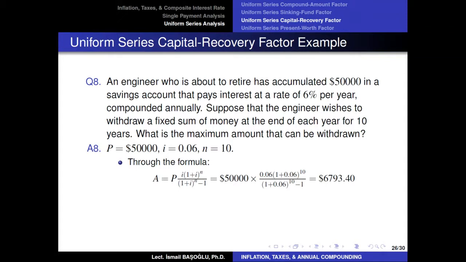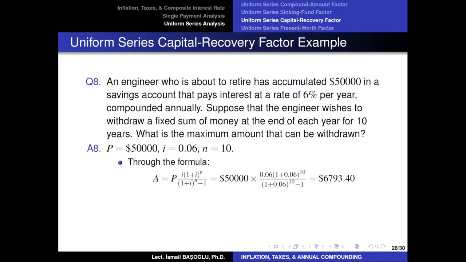So here's the thing. If you have $50,000 right now in that savings account that pays 6% interest rate per year compounding annually, in that case, in each year for 10 years, at the end of each year, you can withdraw $6,793.40. So for 10 years, the total amount that is withdrawn would be $67,930 approximately. Okay, so more than $50,000, but that's the thing basically.